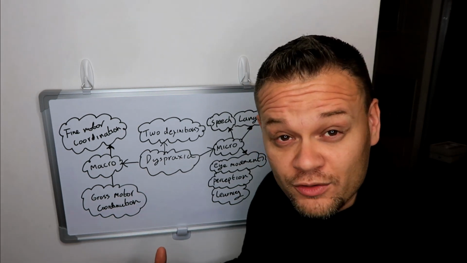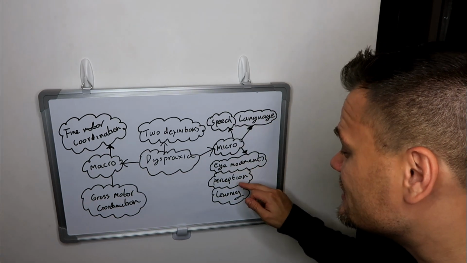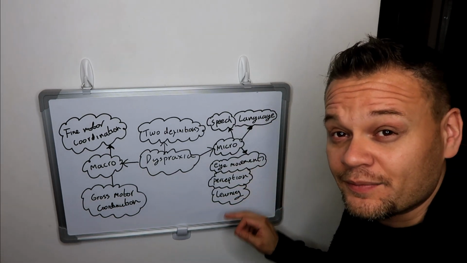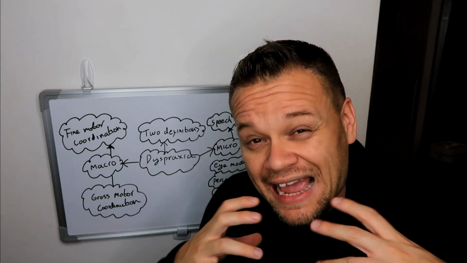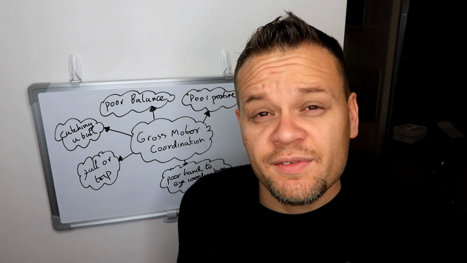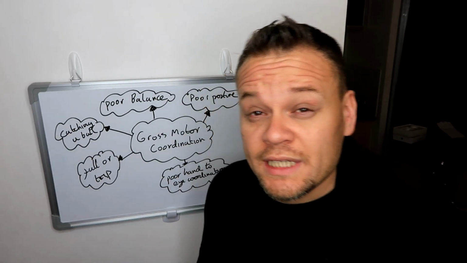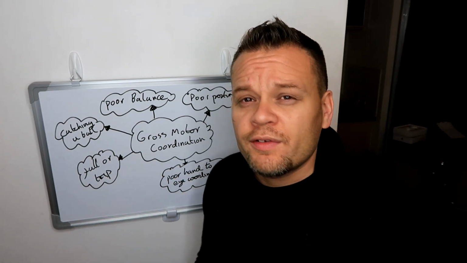So, what is the micro? The micro is speech, language, eye movements, perception, and learning. So, let's move on and get deeper into what this actually means. Let's specifically talk about gross motor coordination. When we're talking about gross motor coordination, what are we referring to?